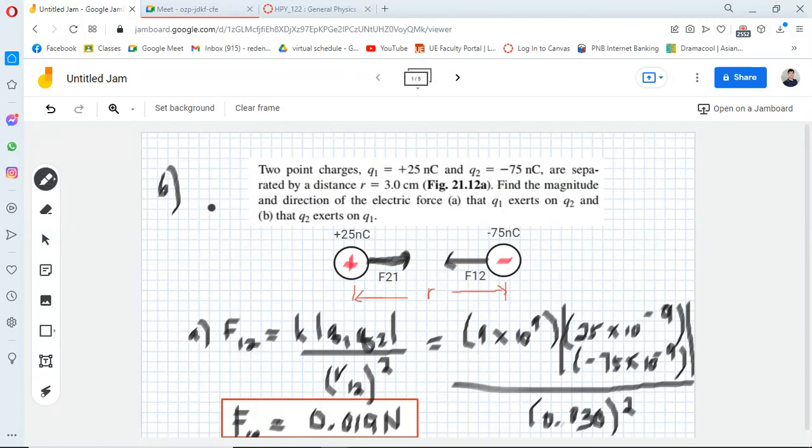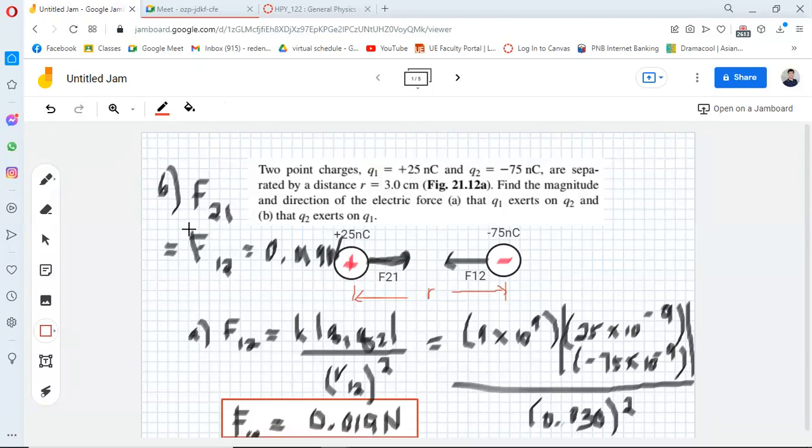Okay? Therefore, hindi natin kailangan i-solve si F21 because F21 is just equivalent to F12, or just simply 0.019 Newton. Okay? So that is the answer for F21. Okay?